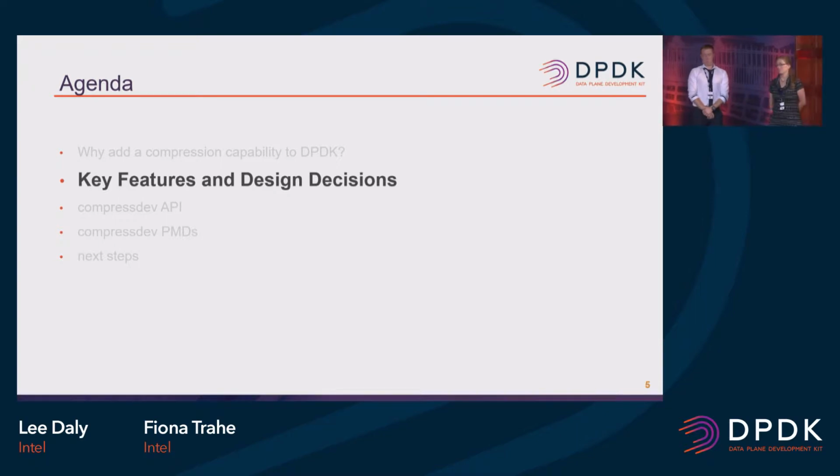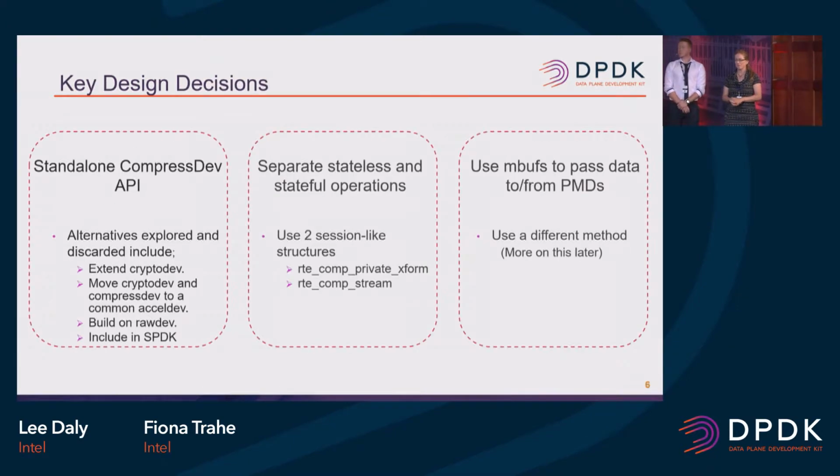Okay. So I'm going to talk about the key features of the API and also the design decisions. So if you click on the next slide there. Yeah. There's a couple of different key design decisions here, and I'm going to focus on the second one, which is about the private transforms and streams. And the other ones you can come and ask me about afterwards if anyone has any questions.